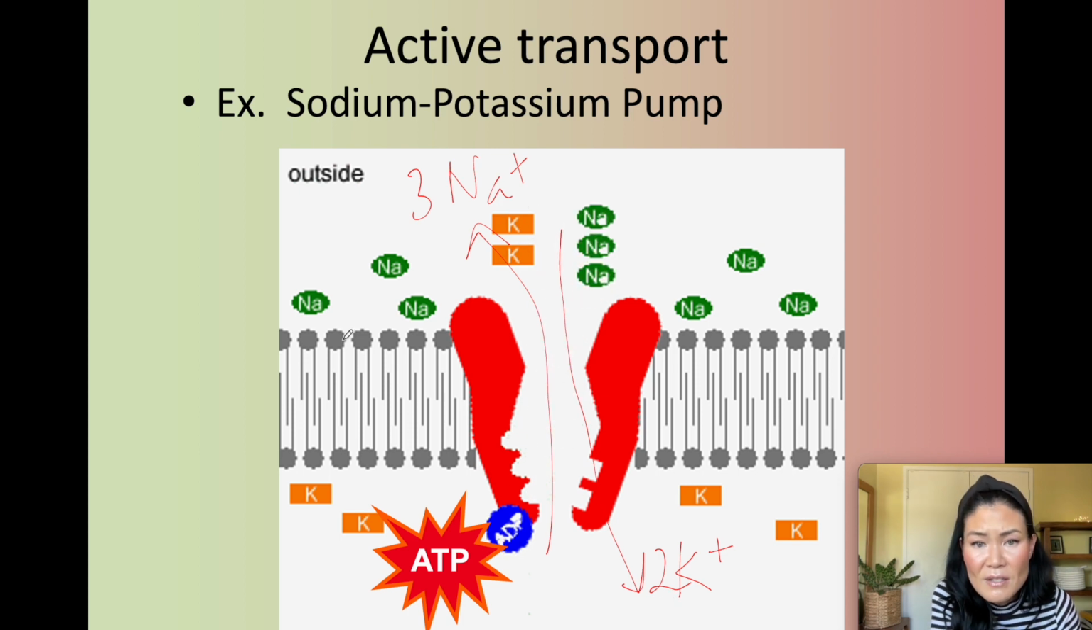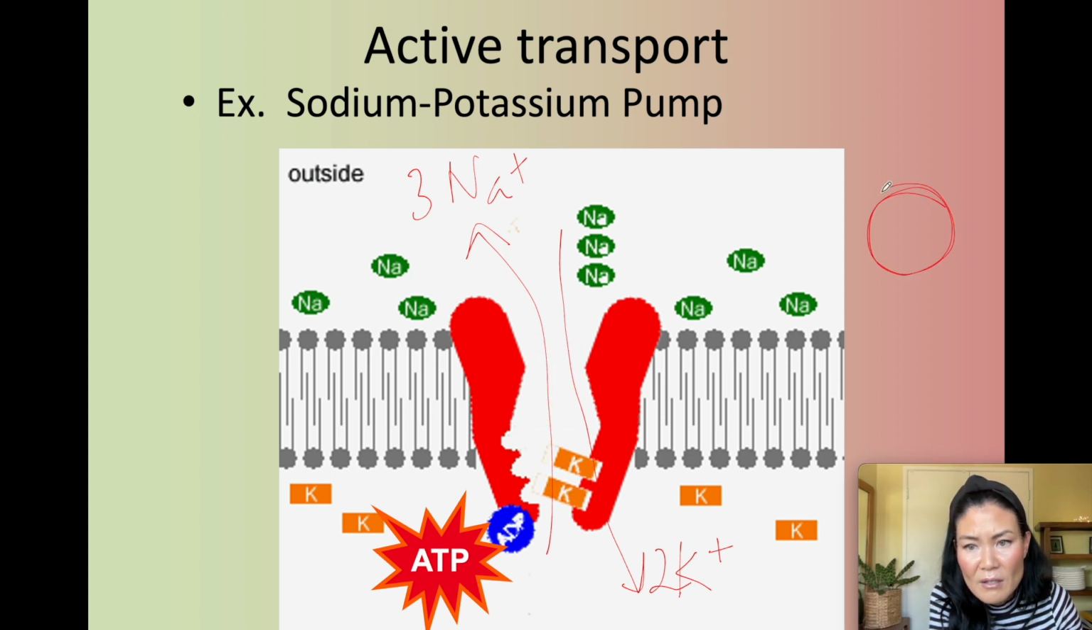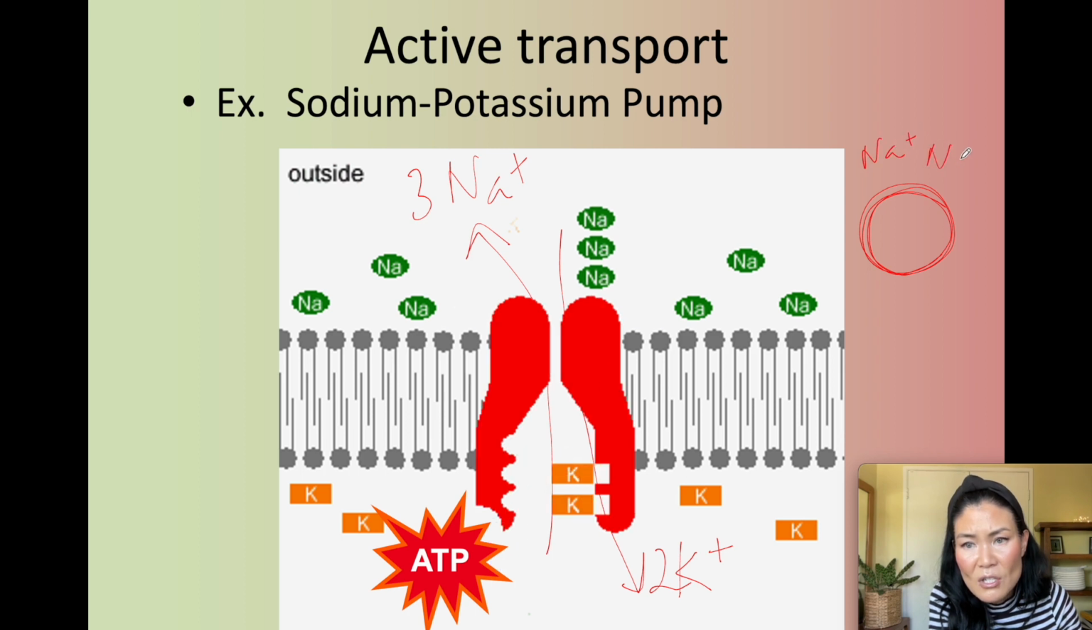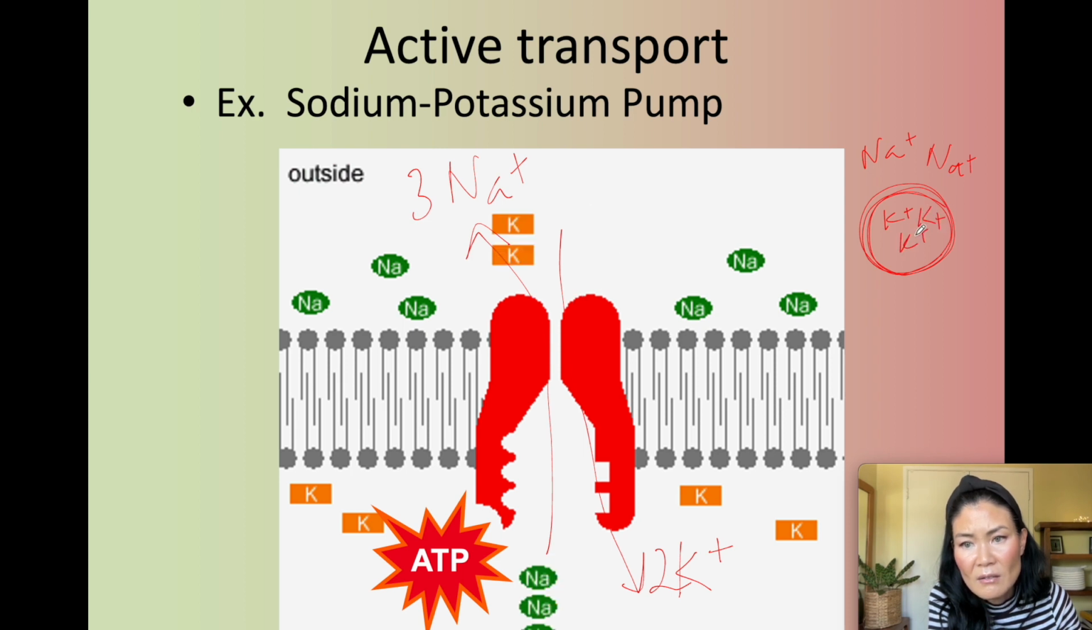And it creates a concentration gradient, okay? All of your cells, let me just draw as if our cells were like a sphere. We have a high concentration of sodium ions outside, and then a high concentration of potassium ions inside, okay?